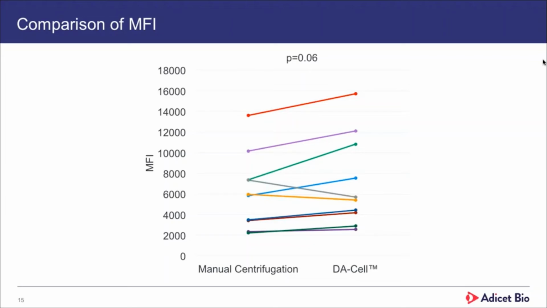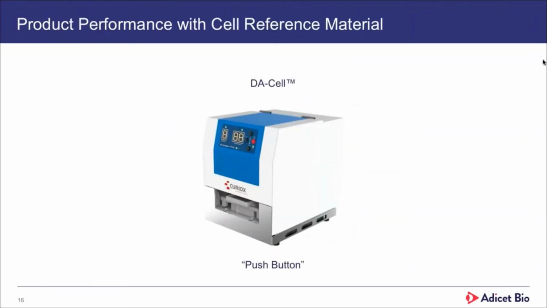And what's striking here is that the DA cell and the manual centrifugation method gives us roughly equivalent MFIs with a slight advantage to the DA cell. The key for me here is that there was no deterioration in the signal with implementation of the DA cell. So that data set was enough to convince us to bring the DA cell in and to use it in our workflows.